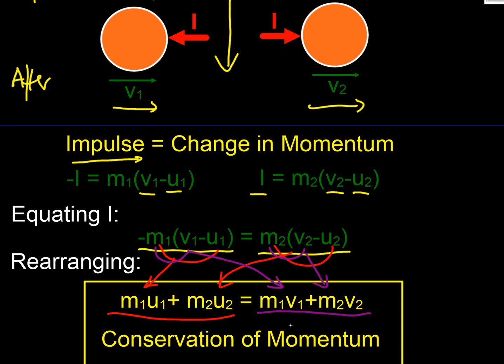So what have I proved here? Well, I've proved that the left hand side, which is the momentum before, equals the momentum afterwards. So in one of these collisions, because we've got a single impulse, we've got conservation of momentum, and that always takes place. There's always conservation of momentum because we've got a single impulse and it's the same impulse.